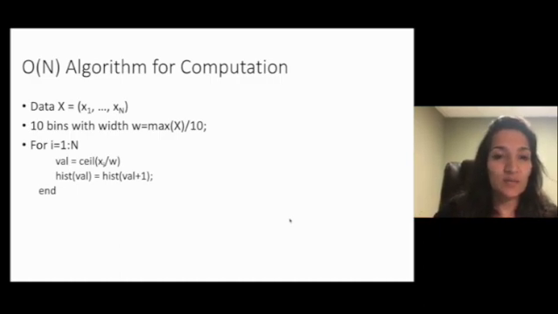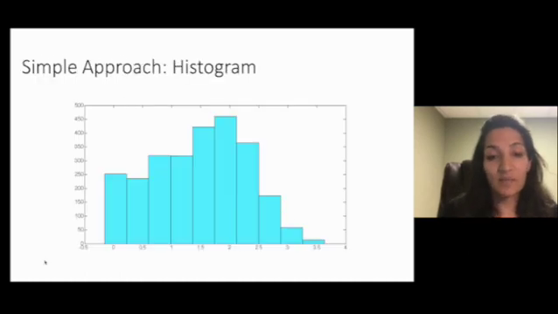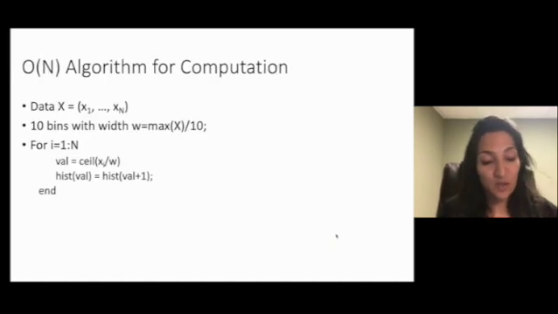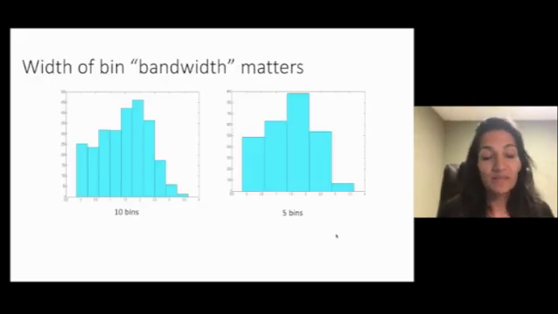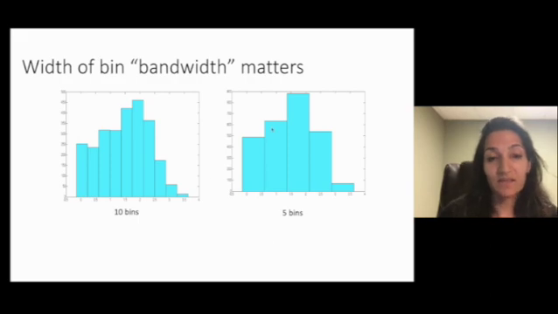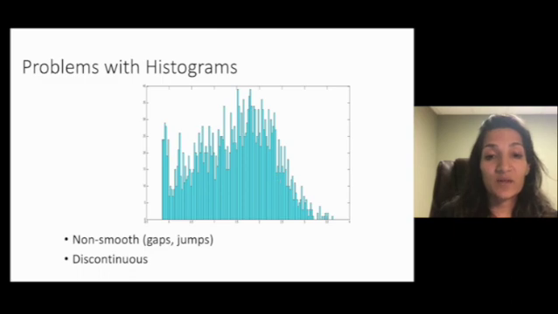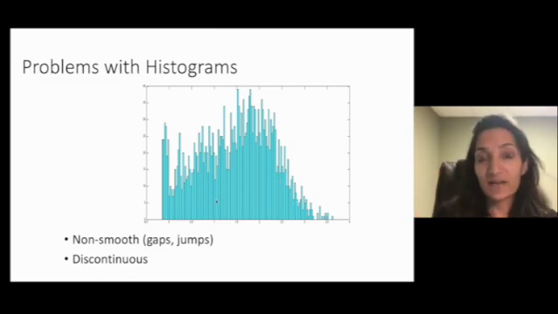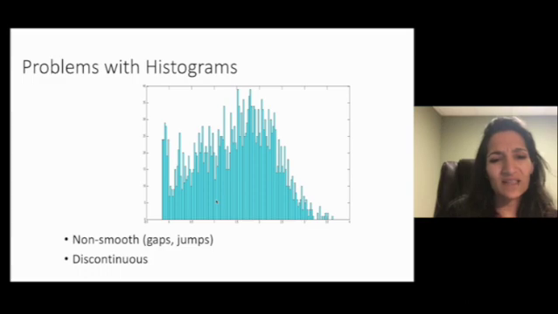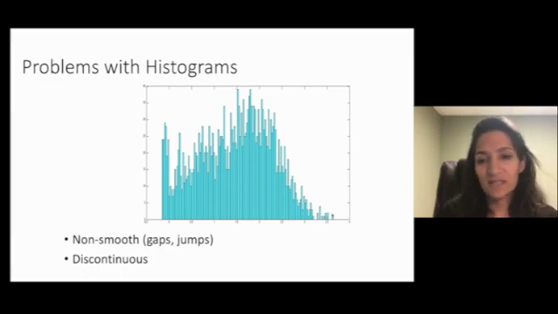It's an order of n algorithm if you have n data points. Let's say that you have about 10 bins, and then you just go over every data point and see which bin it falls into. But the width of the bin really matters. If you have 10 bins versus 5 bins, you're able to see this earlier peak at 0 that you're not able to see at the 5 bins. Also, if you use too many bins to get too accurate of an estimate, then you'll get non-smooth gaps, jumps, and discontinuities that aren't realistic. They're just sampling artifacts.